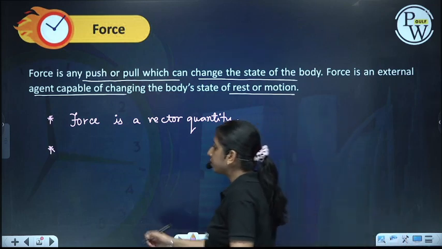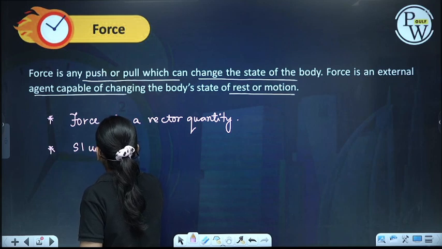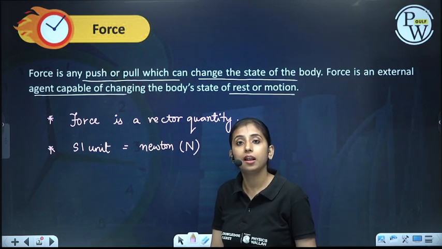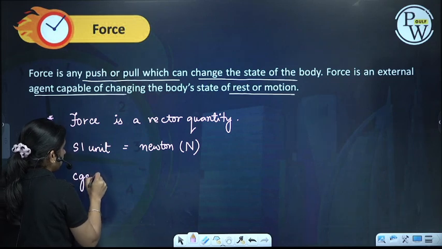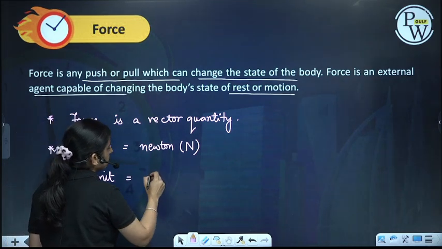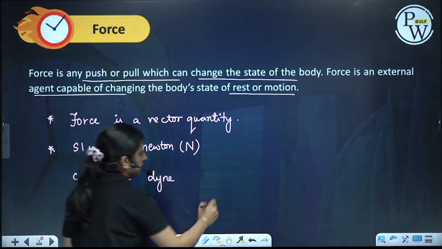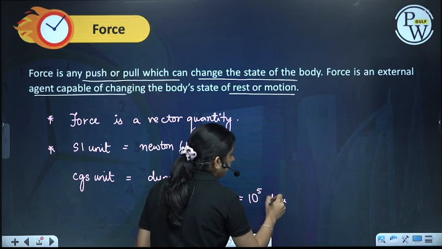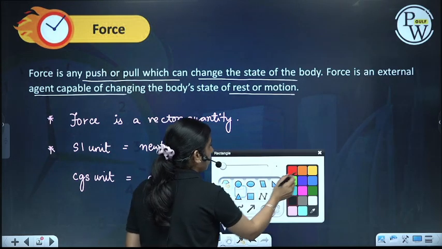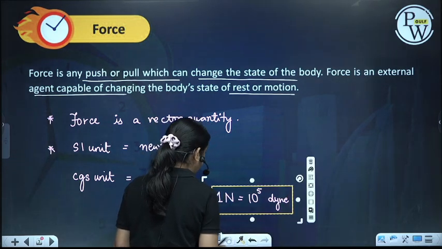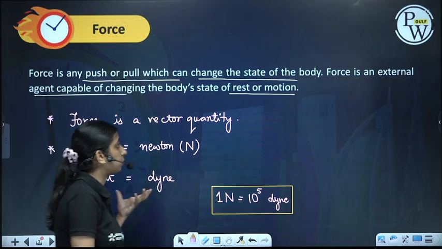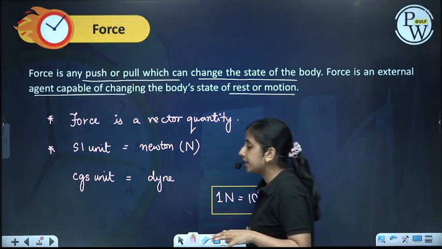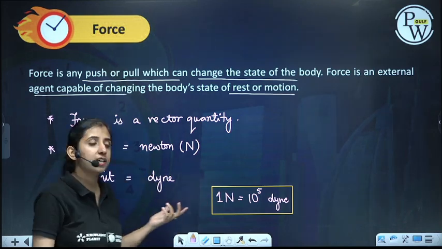Now what is the unit of force? The SI unit of force is Newton, denoted by capital N, and the CGS unit of force is dyne. The relation between them is that 1 Newton is equal to 10 raised to the power 5 dynes. This is the relation between the SI unit and the CGS unit. So force is any push or pull which can change the state of a body; its SI unit is Newton, and CGS unit is dyne.